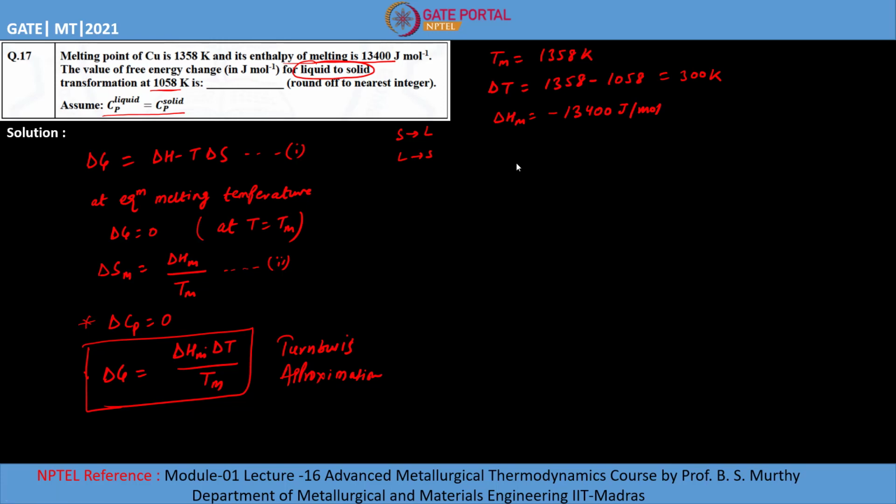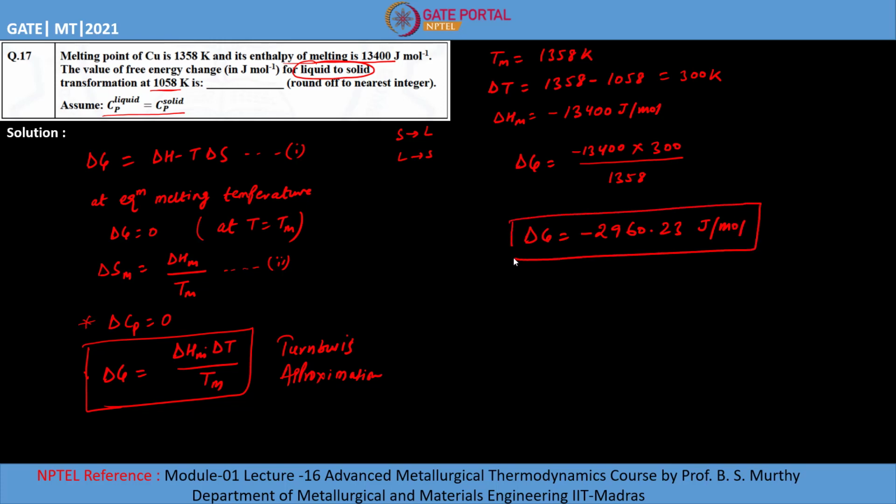Now to calculate the delta G value, simply put all these values: minus 13,400 times delta T, that is 300, upon the melting point, which is 1358. If you solve this, you will get minus 2960.23 joule per mole. So this will be the right answer for this problem.